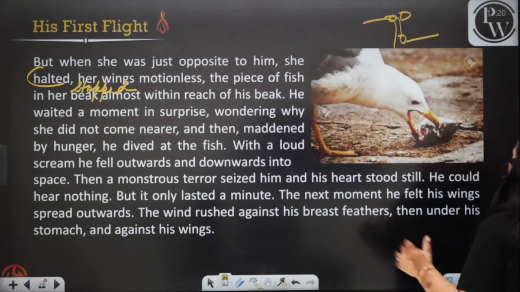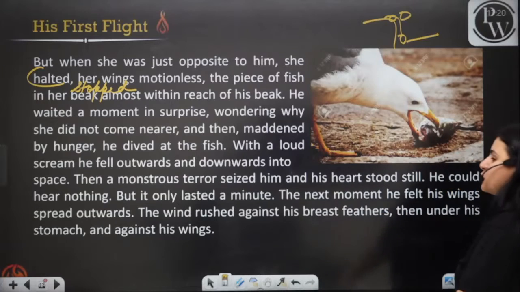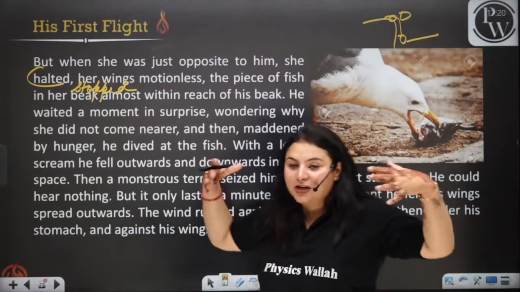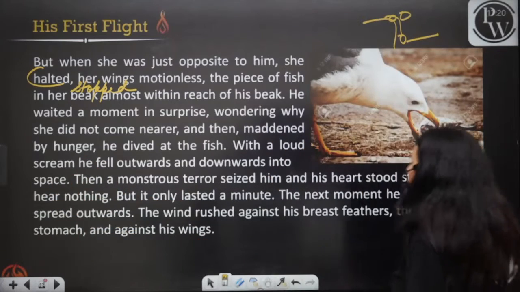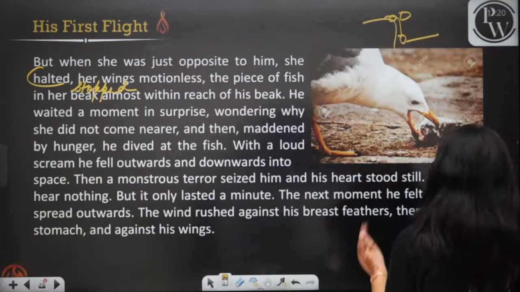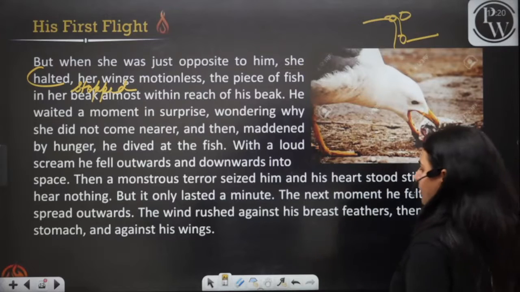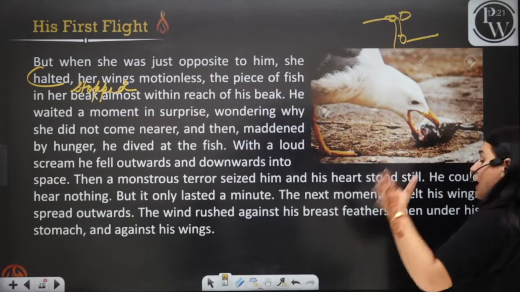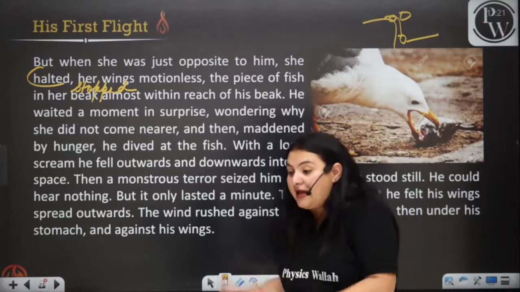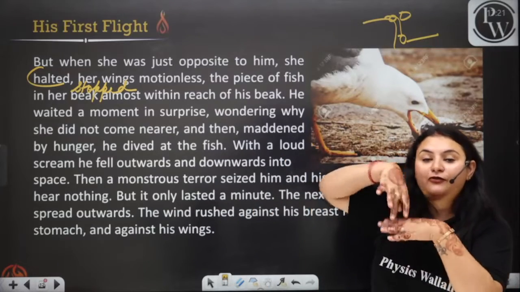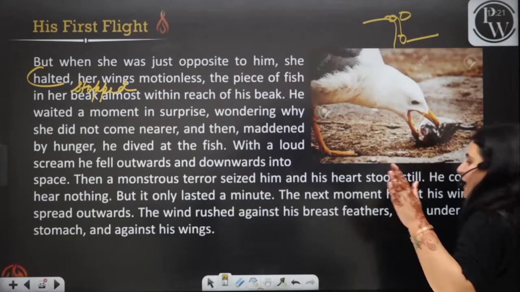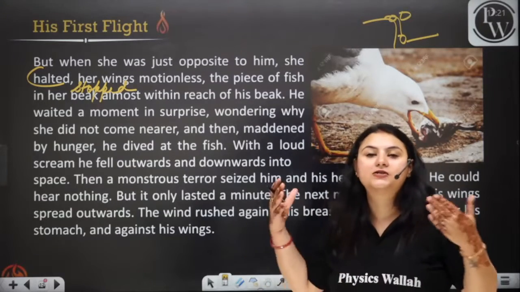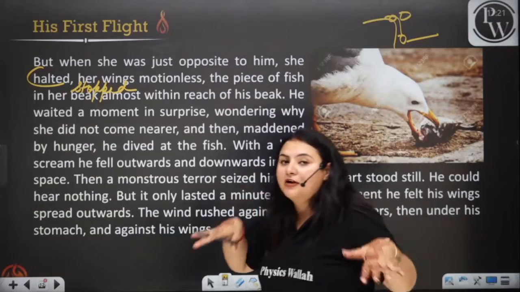The next moment, he felt his wings spread outwards. He realized that, okay, my wings are spreading. They're going outwards. The wind rushed against his breast feathers, then under his stomach, and against his wings. He could feel the wind going like that.